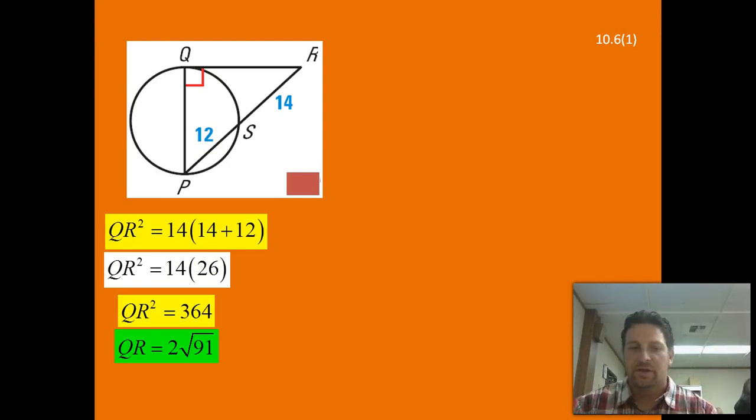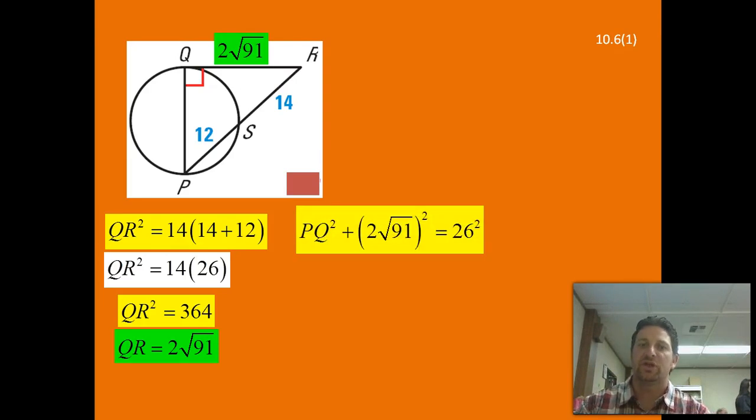Alright, so now that we know that QR is 2 root 91, we can use Pythagorean theorem to figure out what QP would be. So all I have to do now is, there's my 2 root 91 for QR, so I can take that, plug it into the Pythagorean theorem, which would be a squared plus b squared equals c squared. I know c and I know a or b, doesn't matter which one you say is which. Okay, so I plug it into that, so PQ squared, which would be a or b, plus 2 root 91 squared will equal 26 squared for the Pythagorean theorem.